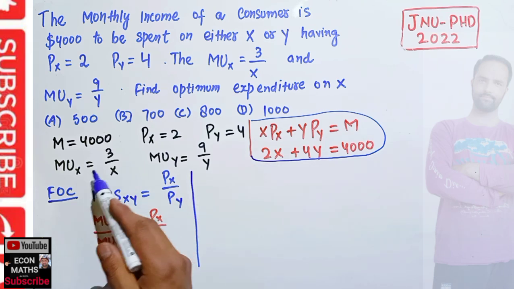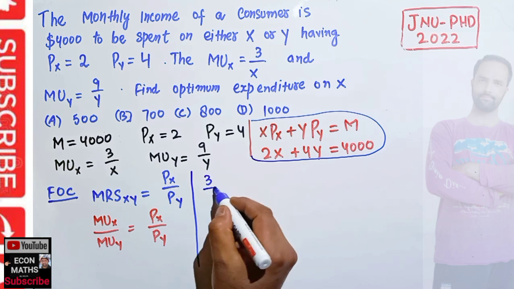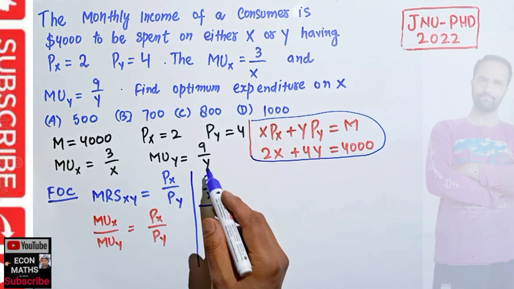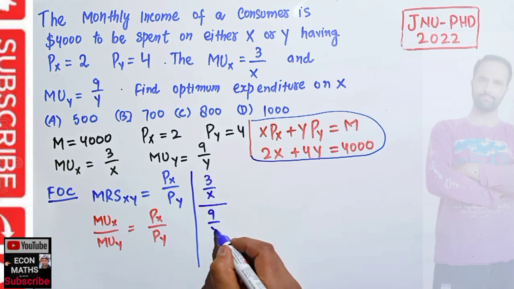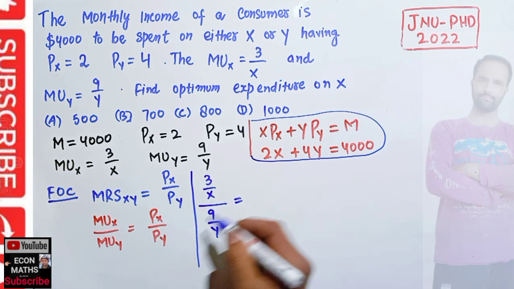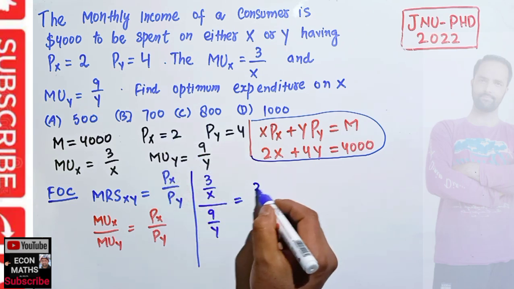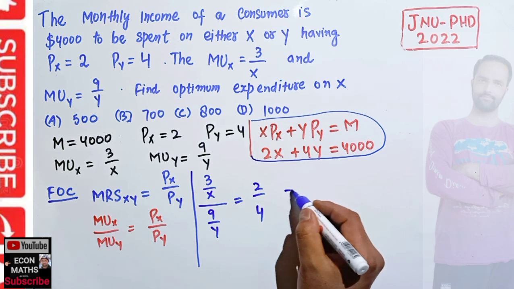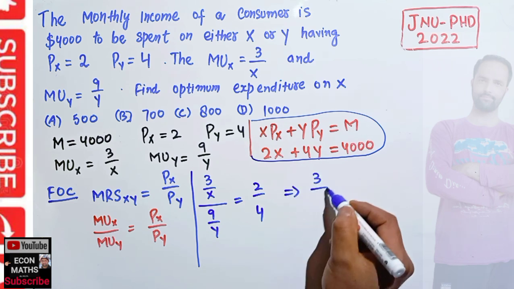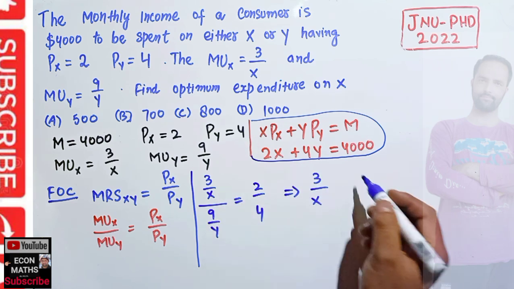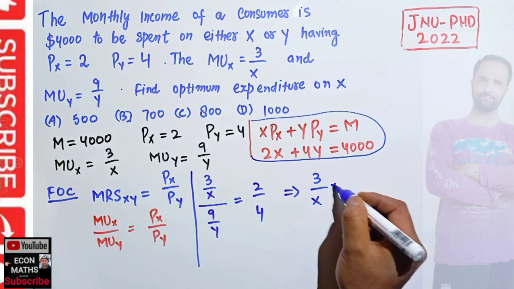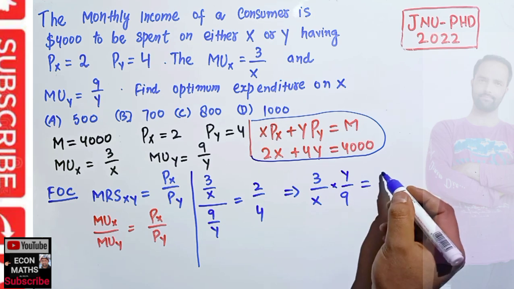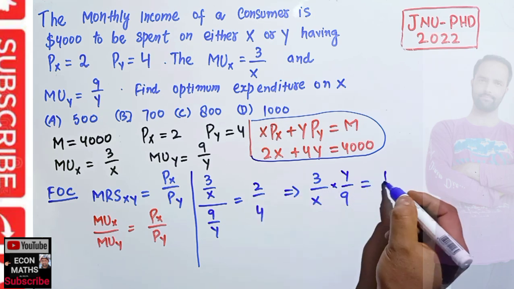Now marginal utility of X is given as 3 upon X divided by marginal utility of Y is given as 9 upon Y should be equal to price of X upon price of Y. Price of X is 2, price of Y is 4, which implies I can write it in this fashion: 3 upon X. If I transpose it to the numerator, it will get multiplied and reciprocated. Y upon 9 should be equal to 1 upon 2, since 2 upon 4 is 1 upon 2.